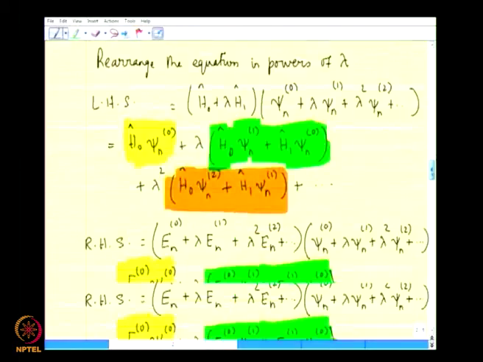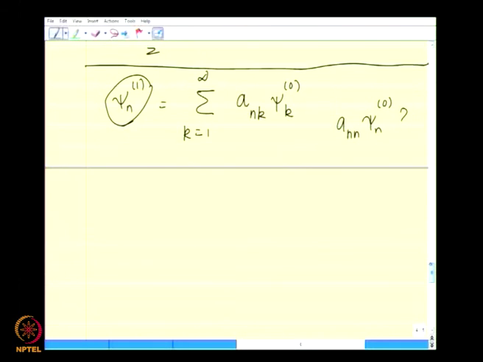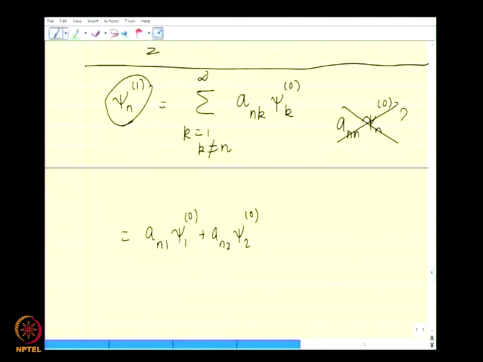Therefore, it is only appropriate for us to write this by excluding the term k not equal to n, that is, we will not include that, which is a way of saying a n1 psi 10 plus a n2 psi 20, but when it comes to the term, it is n minus 1 psi n minus 1 0, and the next term that we have is a n plus 1 psi n plus 1 0, and so on.